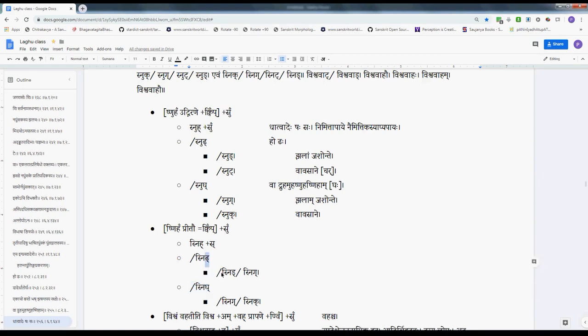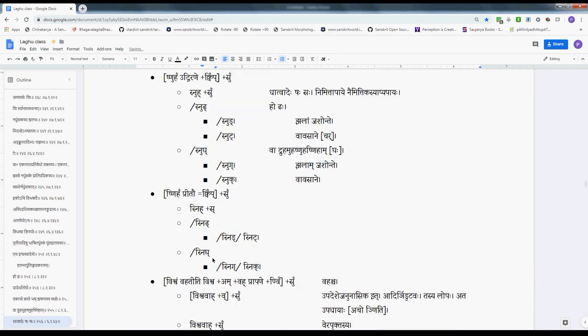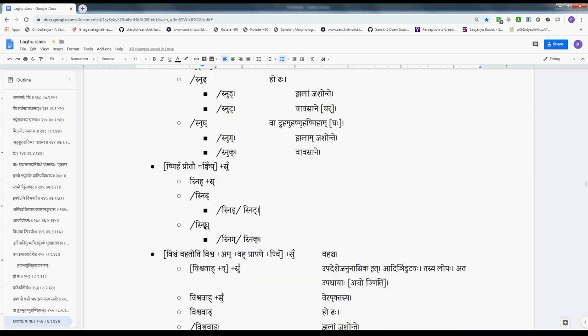If you get dhakara by jashtom, you will get dakara, so you will get snid. And by vavasane, if you apply char, then you will get snig. Sorry, not snig, this should be snit. There is an error there. And if you take gha adesha, you will get snig by jash and then snik by char.